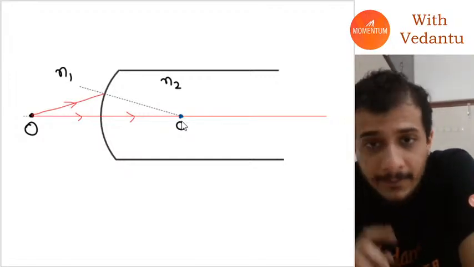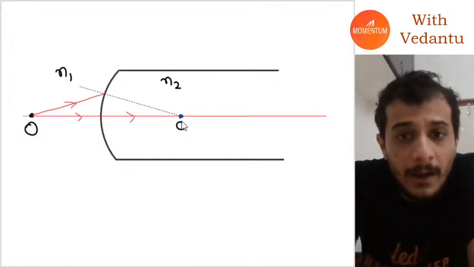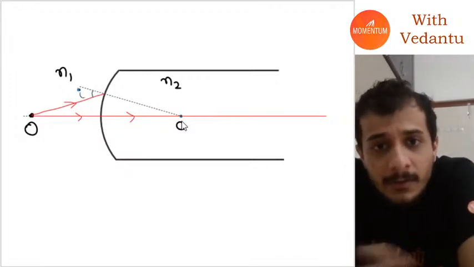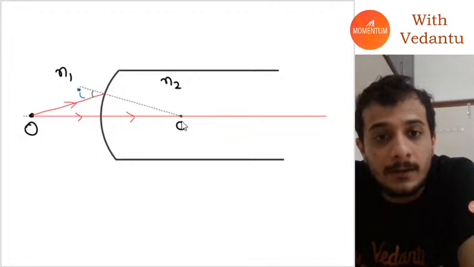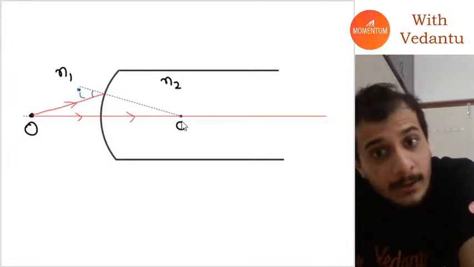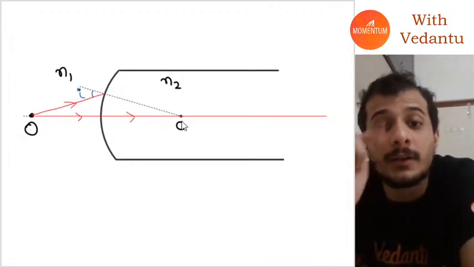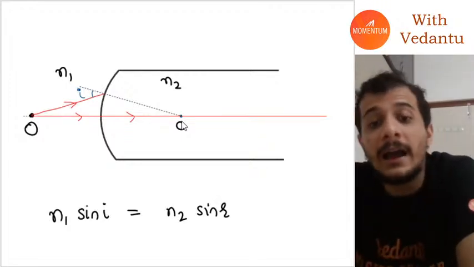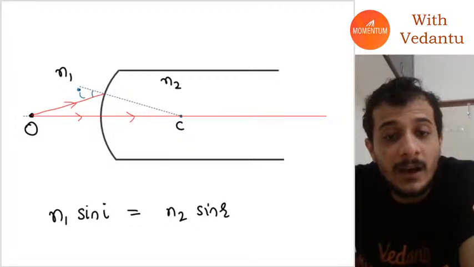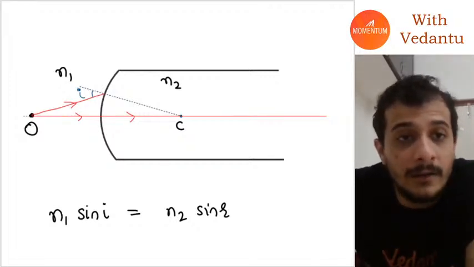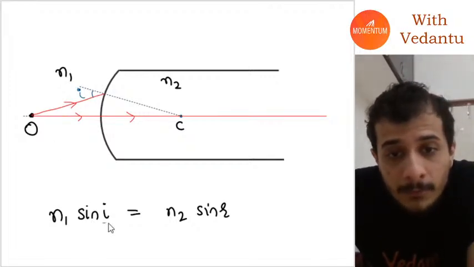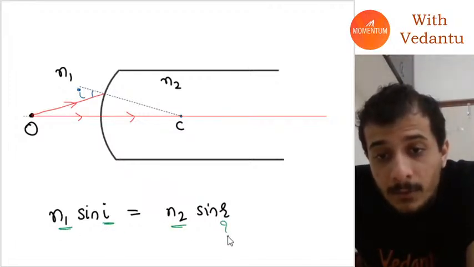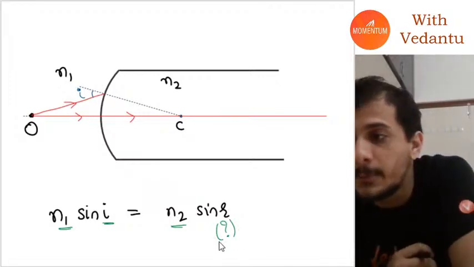Okay. Now next, if I know that this is the normal, what will be the angle of incidence? This will be the angle of incidence, the angle made with the normal. And now that I know the angle of incidence, I can use something called Snell's law. Using Snell's law, I can write n1 sine i is equal to n2 sine r. If I know the value of i, and the values of n1 and n2, I can find out the value of r using this equation.